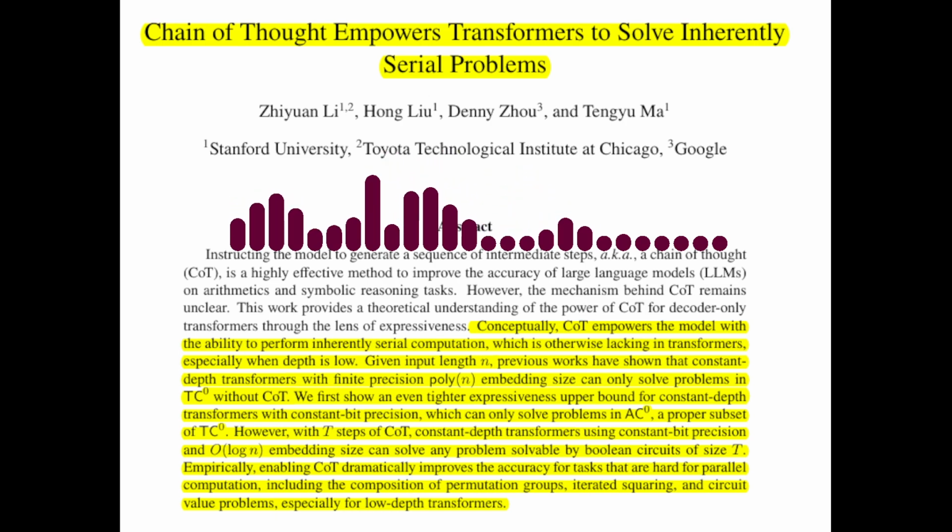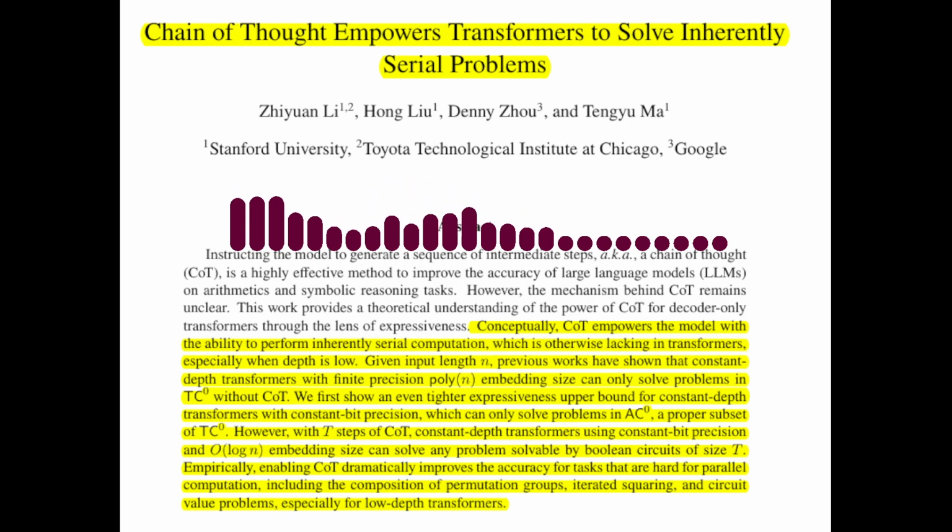The paper argues that chain of thought prompting, which involves instructing the model to generate a sequence of intermediate steps, effectively empowers transformers to perform inherently serial computations. This is a significant advantage, as transformers, especially those with low depth, are typically limited in their ability to handle serial tasks. That's an interesting claim. Can you elaborate on how chain of thought prompting enables serial computation?